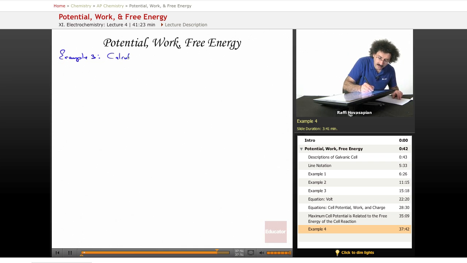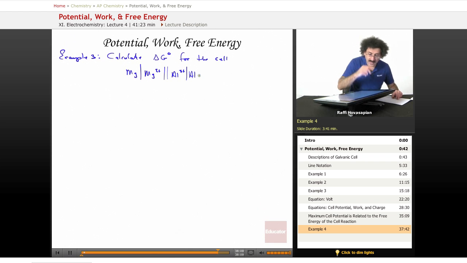Calculate delta G standard for the cell Mg, Mg2+, Al3+, Al. Okay, let's calculate the free energy for this. Well, when we calculated this, we got the standard cell potential was 0.71 volts. Therefore, the delta G standard is equal to minus nFE.